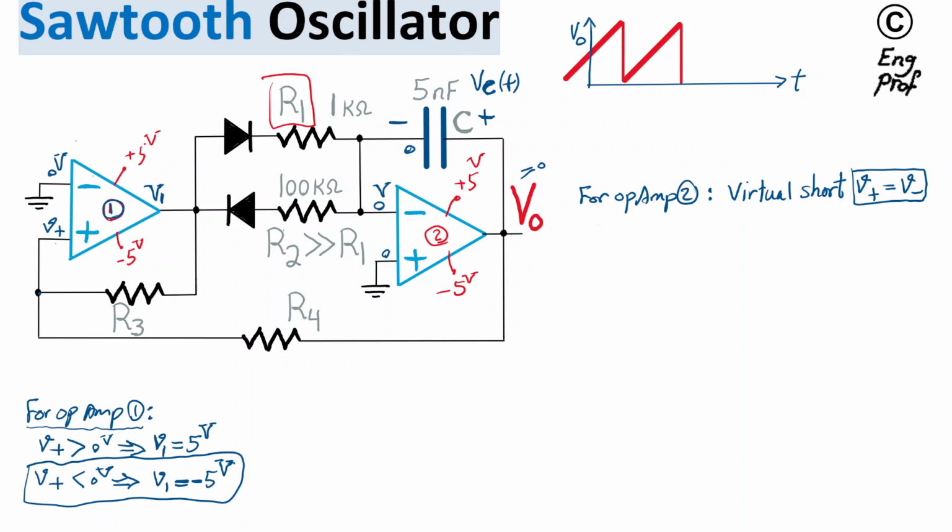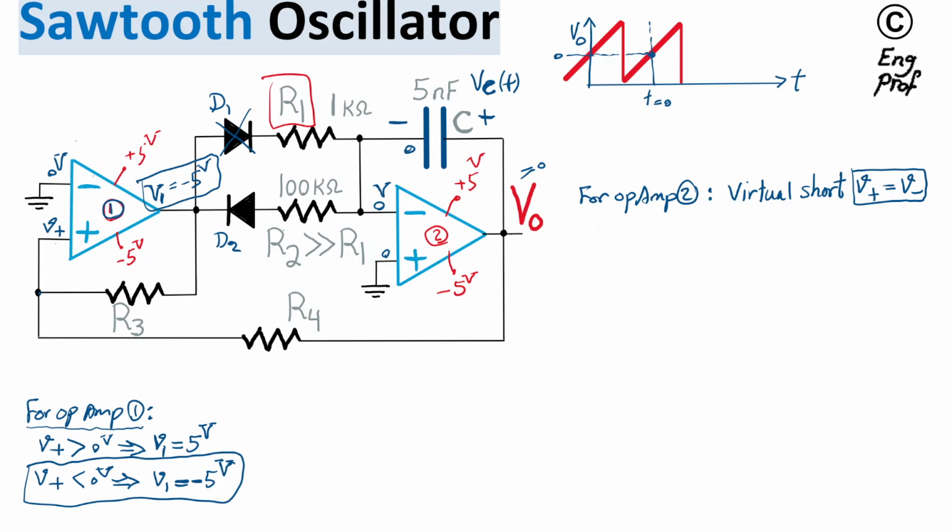But then, since V1 is at negative 5 volt at this moment of the analysis, it will immediately shut down diode D1 and it will turn on diode D2. So from the perspective of op-amp 2, at time 0, so let's say we are exactly here at time 0, and output voltage Vout is 0 at the beginning of the operation of the circuit.